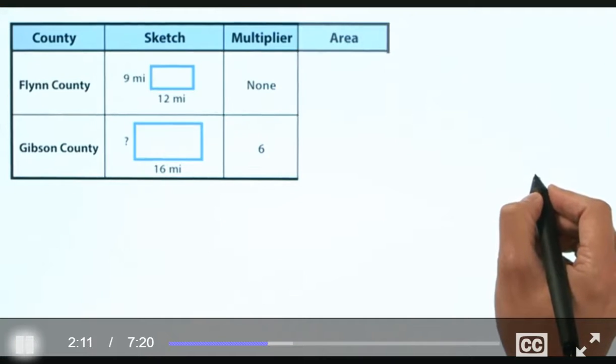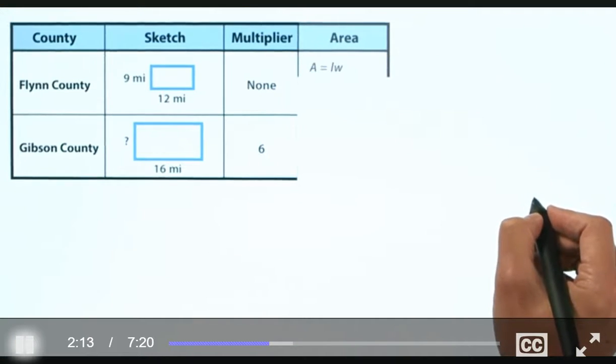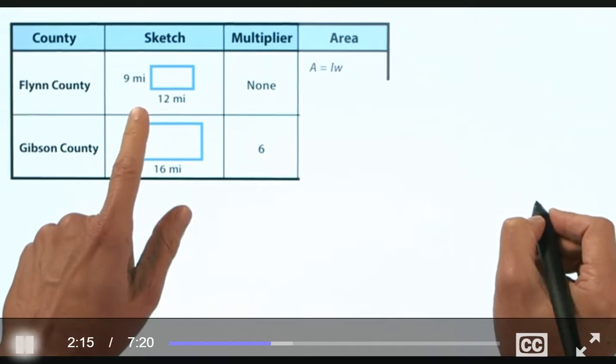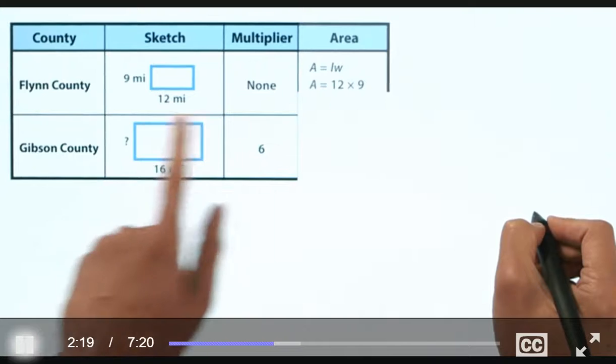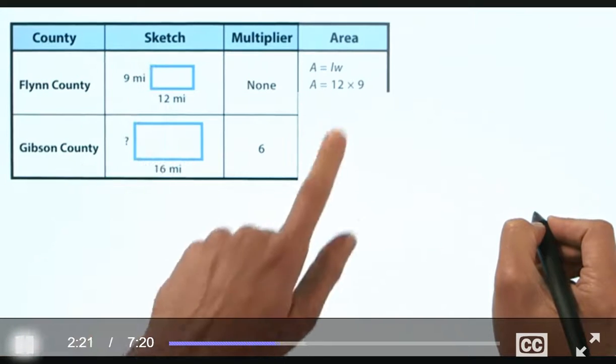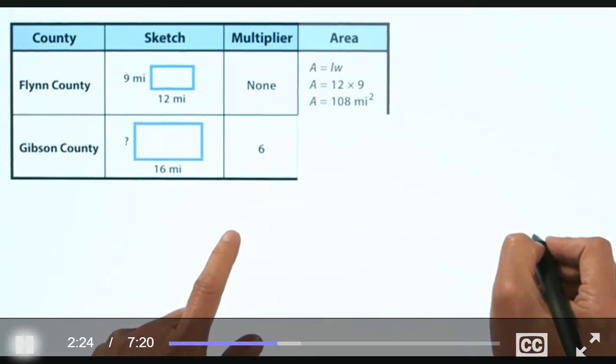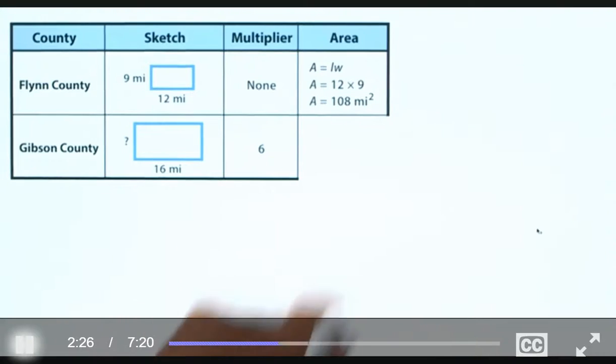We know exactly how to do that. To find the area, all we do is we know that area equals length times width. And so what's the length? Well, the length is 12, and the width is 9. So we have 12 times 9, which works out to be 108. And the units, of course, are miles squared.